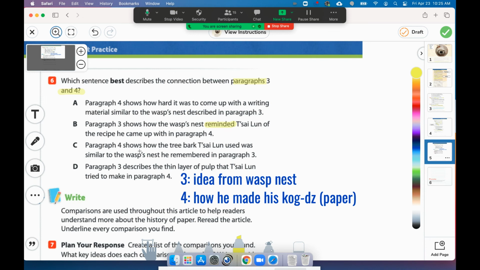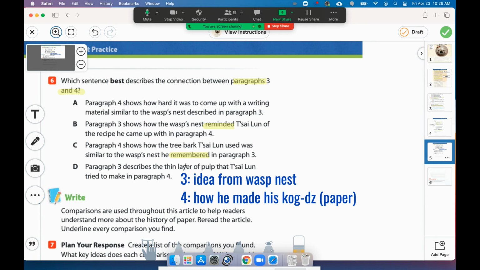Paragraph 4 shows how the tree bark Sai Lun used was similar to the wasp nest he remembered in paragraph 3. Again, remembered and reminded. That means that the wasp nest came second. Was the wasp nest second? No, it was the first event.